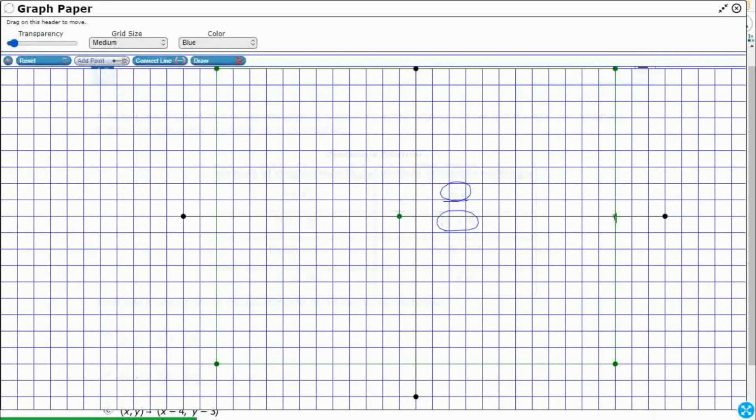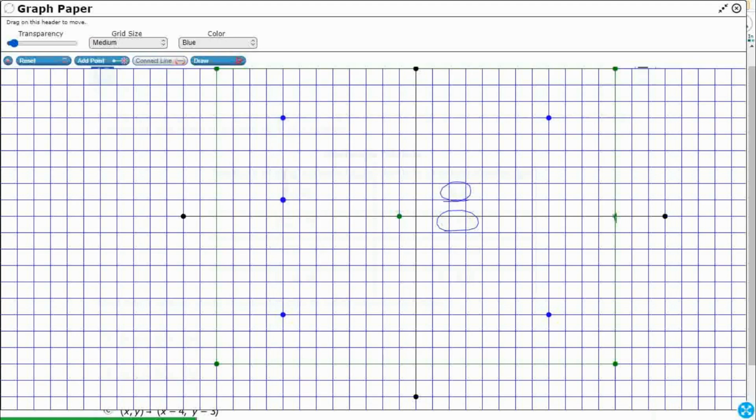We're just going to go to 8. Okay, so 1, 2, 3, 4, 5, 6, 7, 8. Then we're going to go to 6. 1, 2, 3, 4, 5, 6. And a negative 6. 1, 2, 3, 4, 5, 6. Then a negative 8. 1, 2, 3, 4, 5, 6, 7, 8. And then we've got another one right up here. And that's our smaller rectangle.